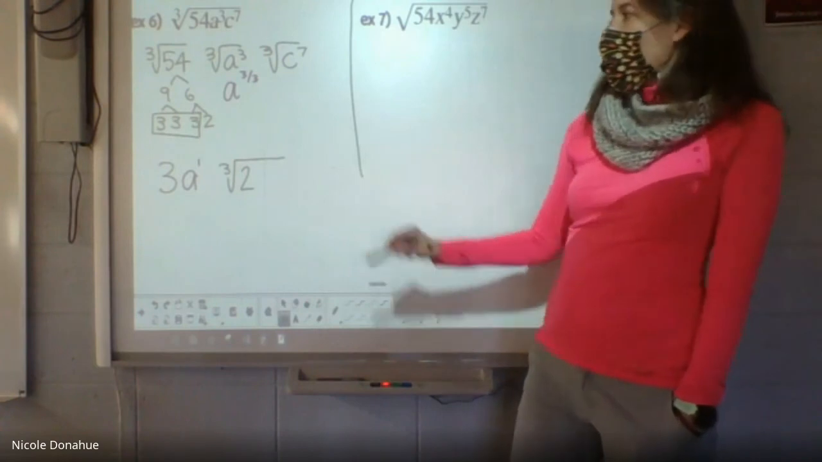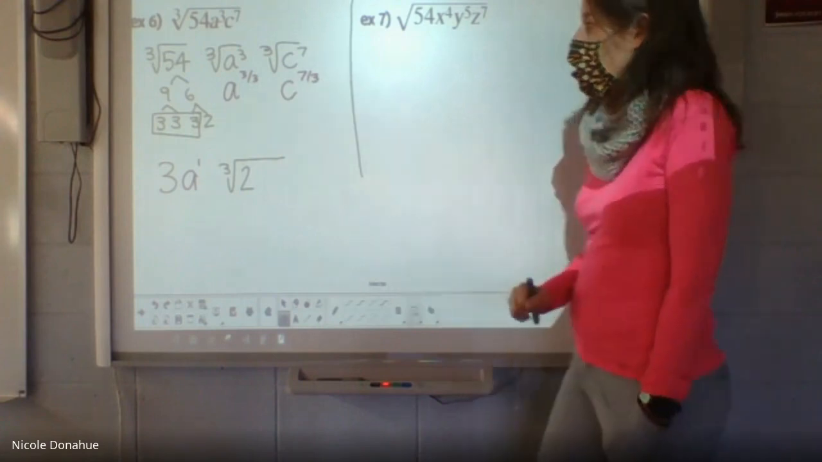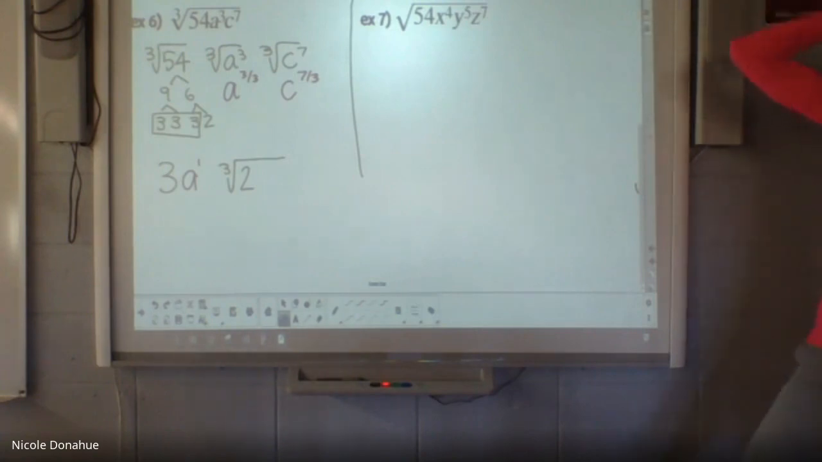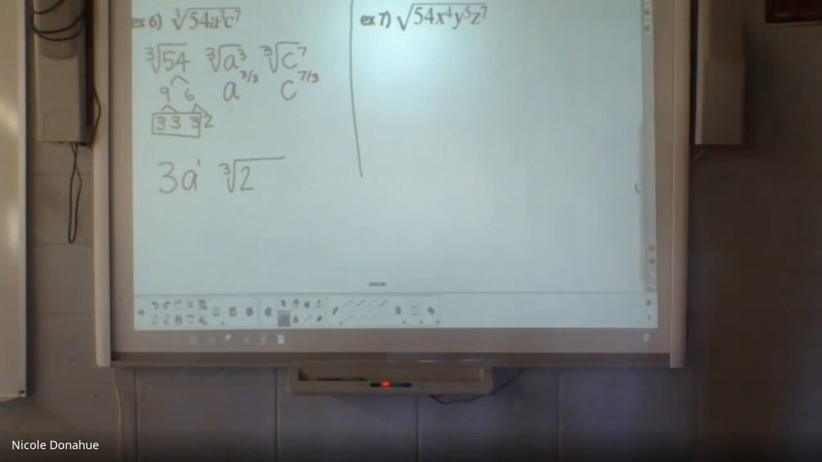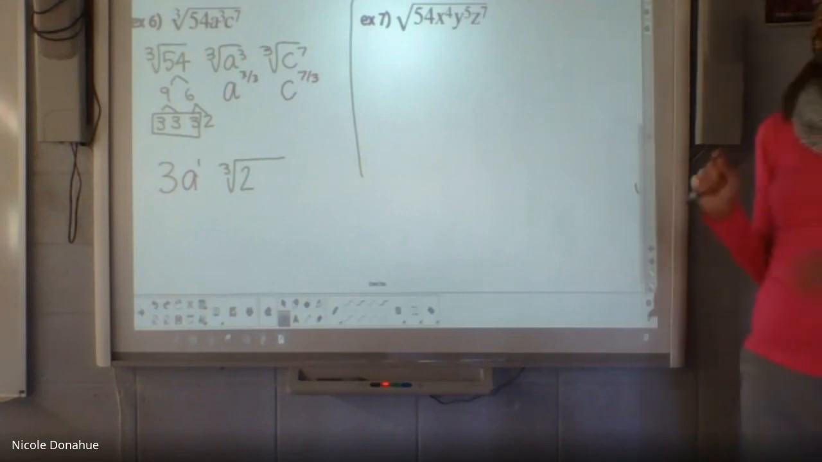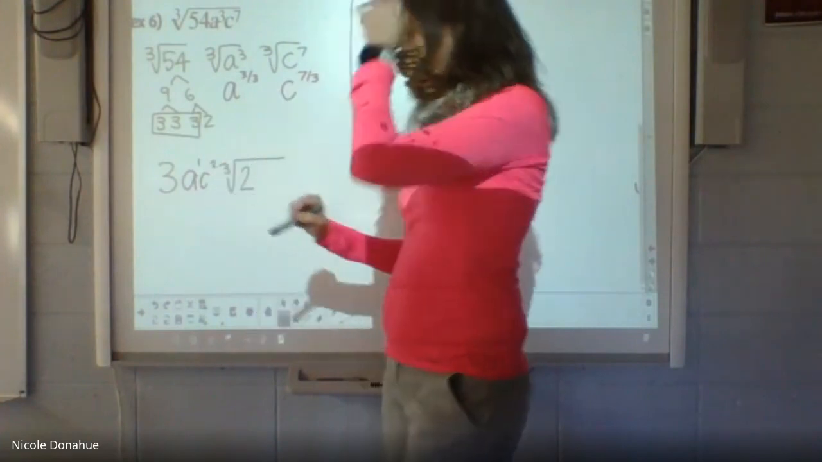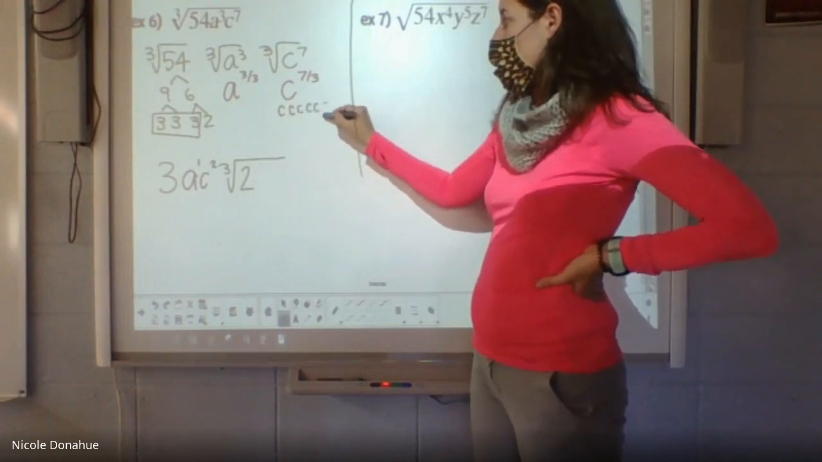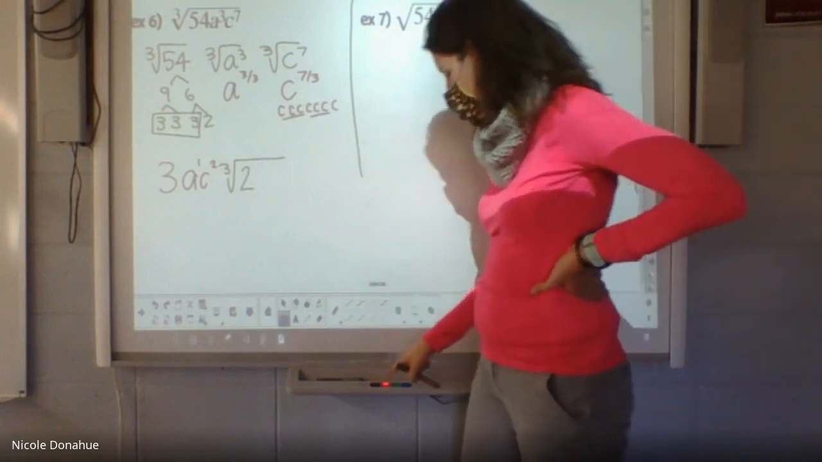Okay. C to what power? 7 over 3. Okay, now this is where it gets a little bit confusing. So 7 over 3. How many times does 3 go into 7? Twice. So that's how many C's can come out. So I'm going to take out C to the second. If it helps you to write it out this way, there's 7 C's.